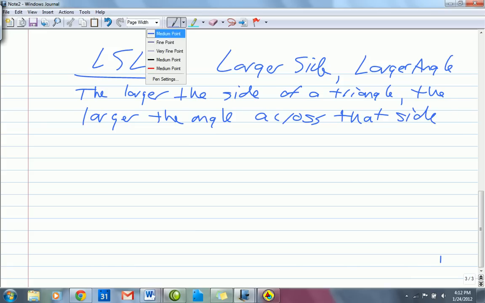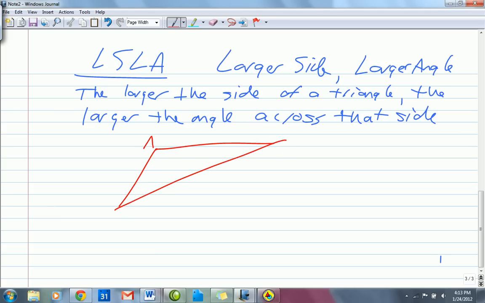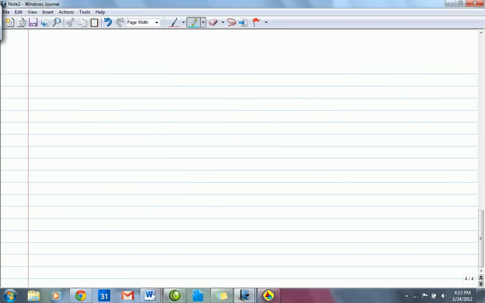So for any one triangle, if I have this triangle here, okay, and let's make it visually an obtuse looking triangle. If that angle is called A, so if A is the largest angle, then the side across from A is the largest side. And it works in both directions. If this is the largest side, then that's the largest angle, or vice versa. Okay. So one possible way to use this would be in a problem that looks like this.